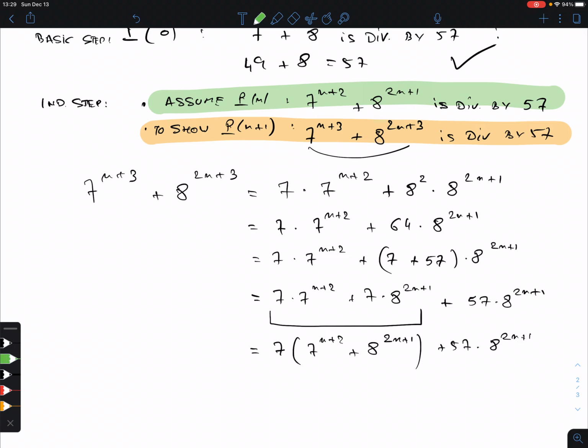I hope that you see it by now. So by the induction hypothesis, this is divisible by 57. So we have a term that is divisible by 57, and the other term is divisible by 57. This is divisible by 57 by induction. We don't know exactly how it factors, but here we see the explicit factoring, and so it's even much clearer. This is divisible by 57, and therefore the whole thing is divisible by 57, and that is what we want to show. Okay.